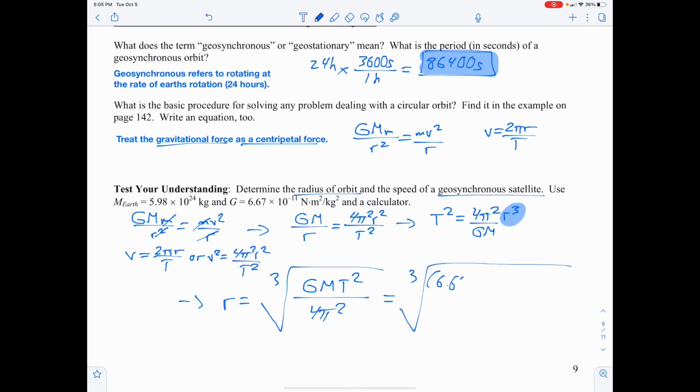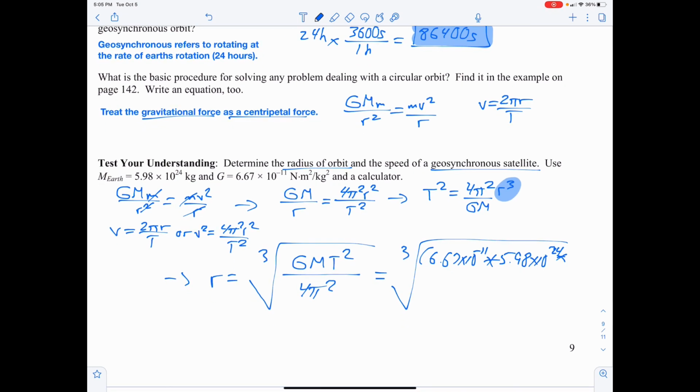So you have 6.67 times 10 to the negative 11 times the mass of the planet, which is 5.98 times 10 to the 24 kilograms, times the period squared. What would the period be? The period is 1 day, and we already established in the previous example that 1 day is 86,400 seconds. But you have to square that because it's the period squared. All divided by 4 pi squared.